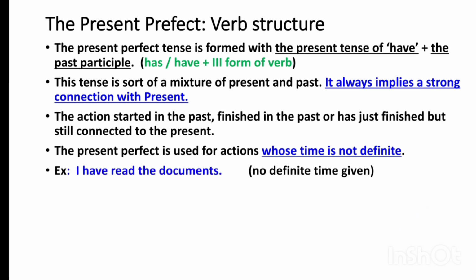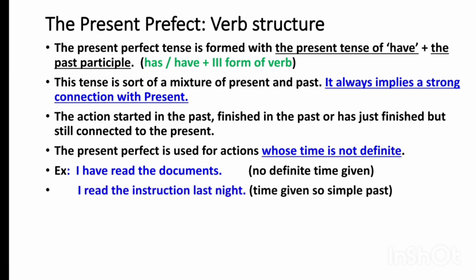The present perfect is used for actions whose time is not definite. जब time definite नहीं है, clear नहीं है, तब हम present perfect use कर सकते हैं. I have read the documents. So no definite time is given here, and if we change the same sentence with a definite point of time, I read the documents last night.